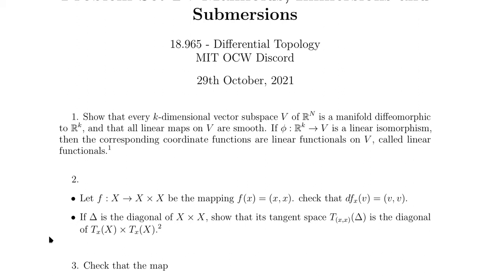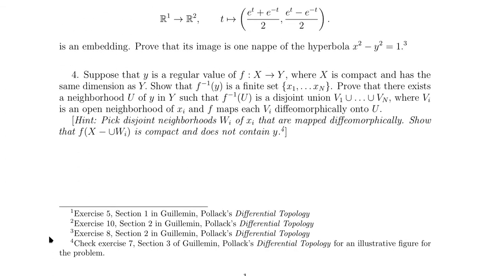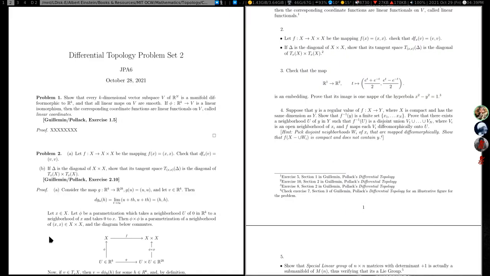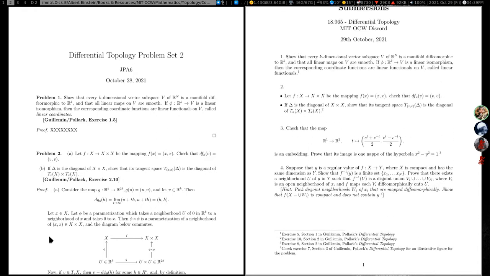Now you say you have a linear isomorphism between Rk and V. Then the corresponding coordinate functions, the smooth functions in there, would be linear functionals on V. Linear functionals on V, called linear functionals. I'll have to check that. That's a small typo. It should be called linear coordinates. Linear coordinates, right? Sorry.